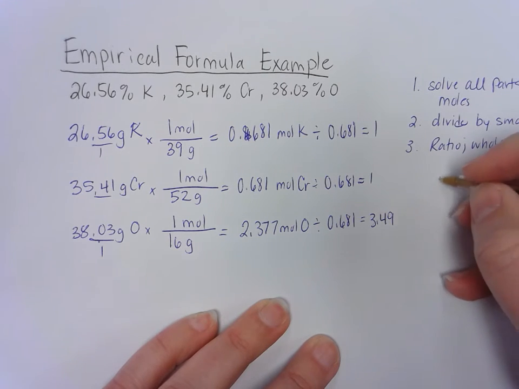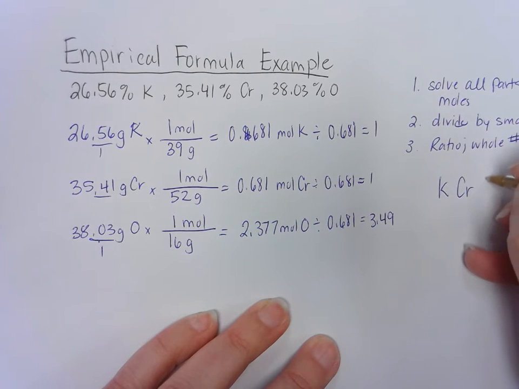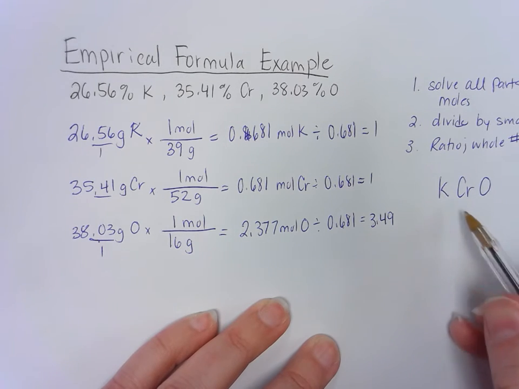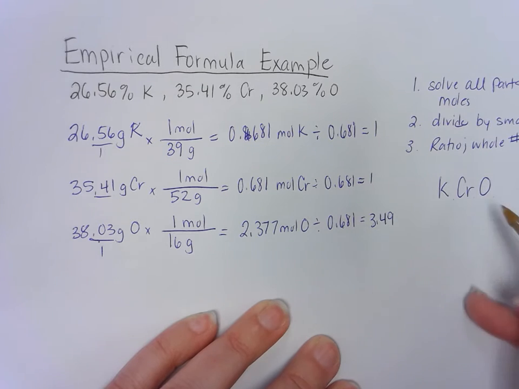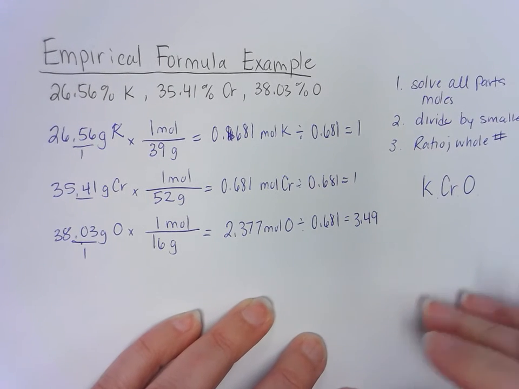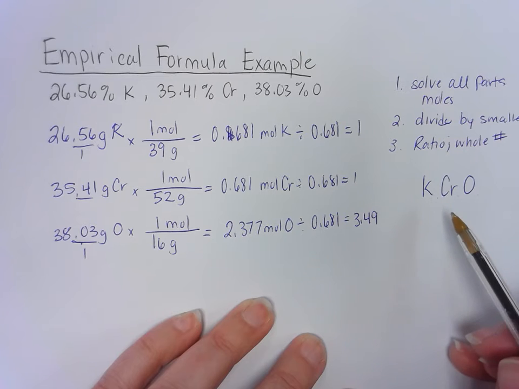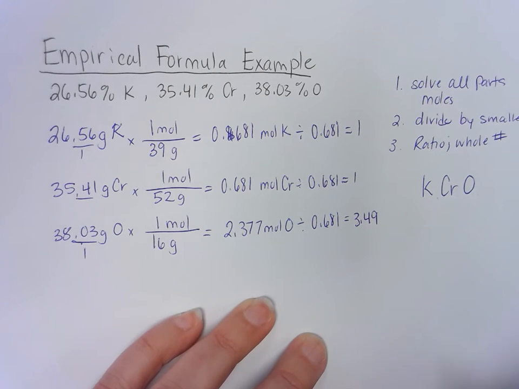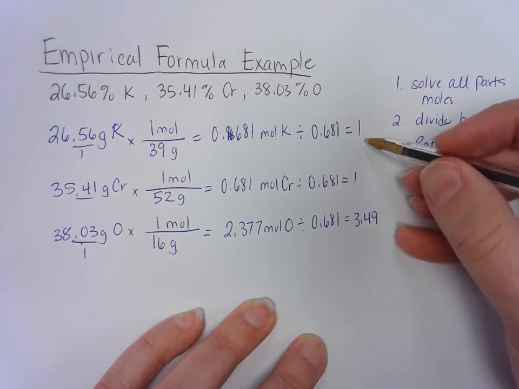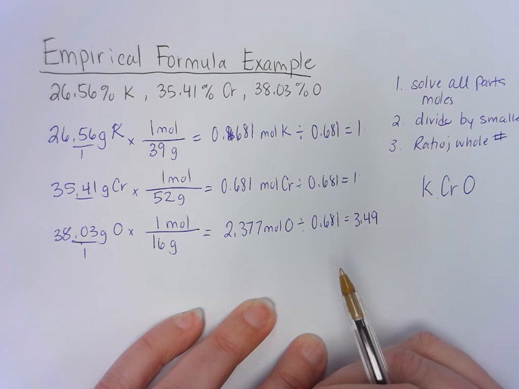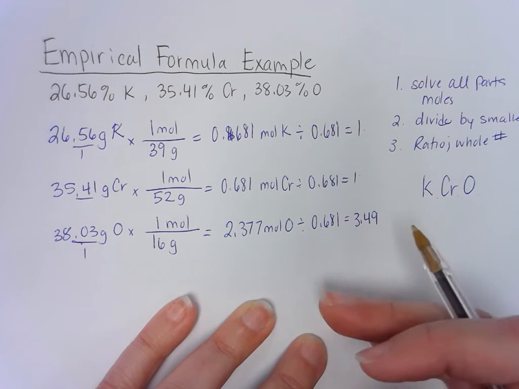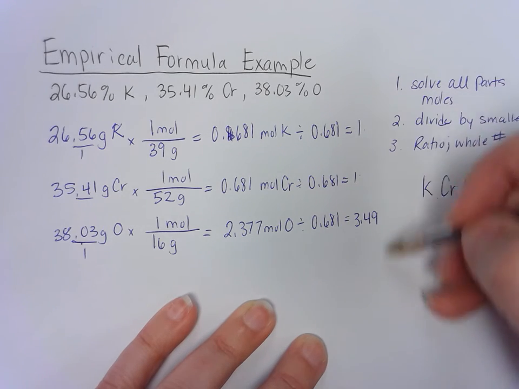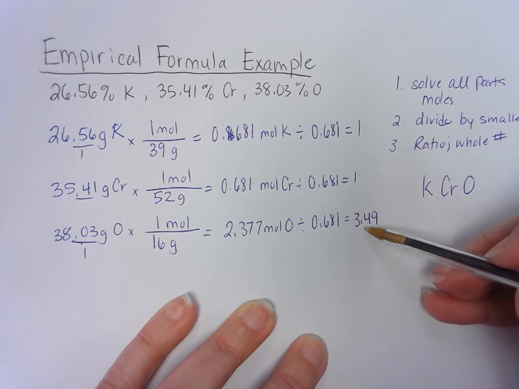We're trying to figure out how many K, how many Cr, and how many O in our formula. So we're looking for these numbers that go here. We have 1, 1, and 3.5. And 1, 1, and 3.5 would not be a very effective empirical formula, the most reduced, because we need whole numbers. So in order to get 1, 1, and 3.5 as whole numbers, we're going to need to figure out a multiple that is still the most reduced. So we could multiply these by 10 and get 10, 10, and 35, but that could be reduced down.